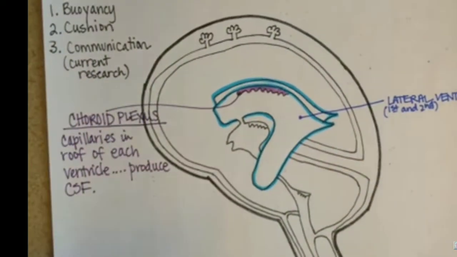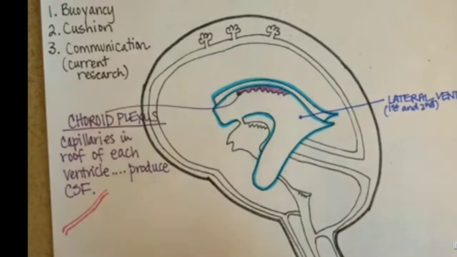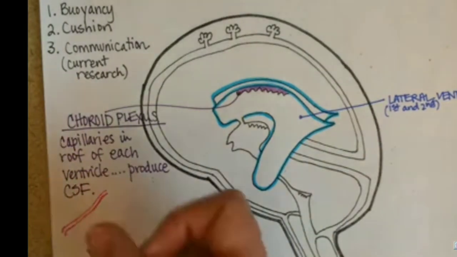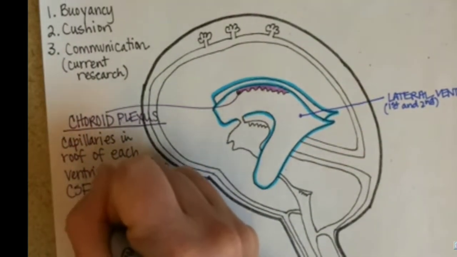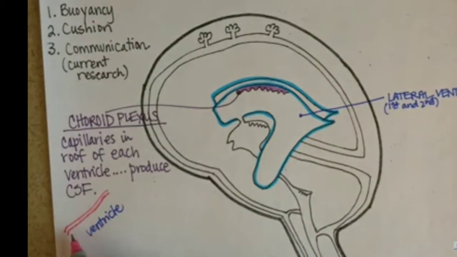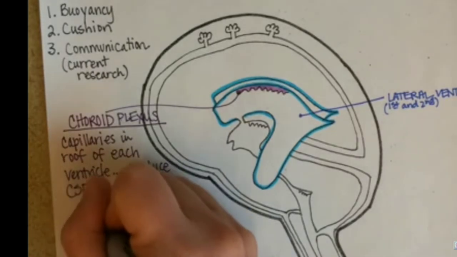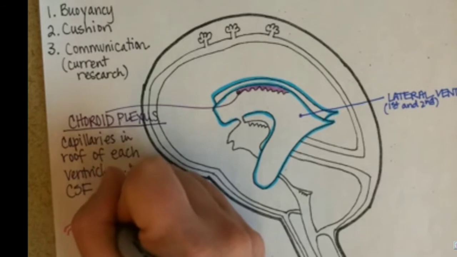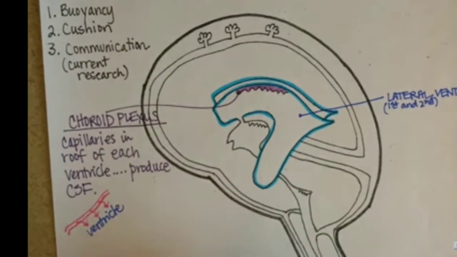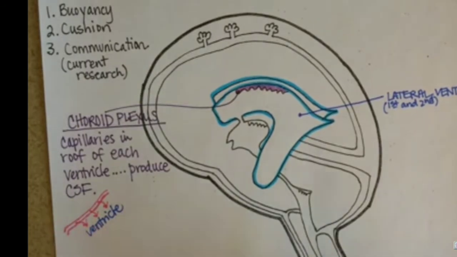So if this is a capillary, like a pink blood vessel, and this is the ventricle, what happens is, as the blood is coming through the capillary network, fluid and salts and things like that are forced into the ventricle. But the red blood cells and the white blood cells, of course, they stay in the capillary, and just the fluid comes out.